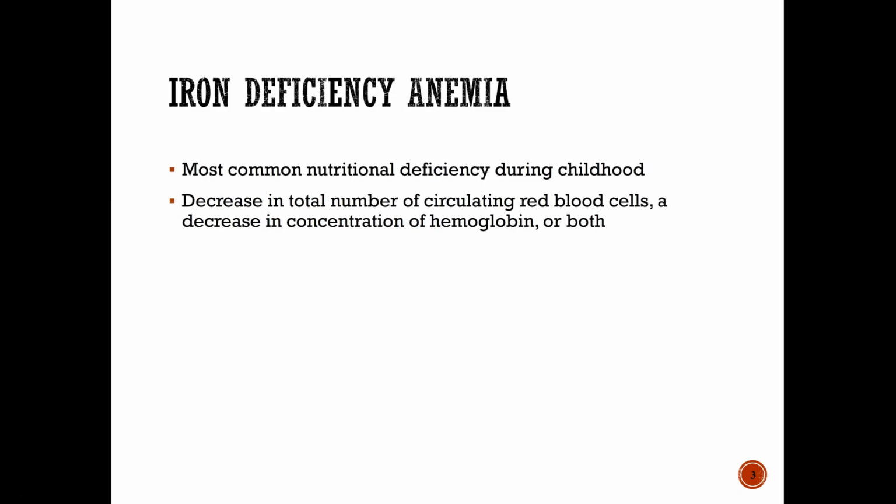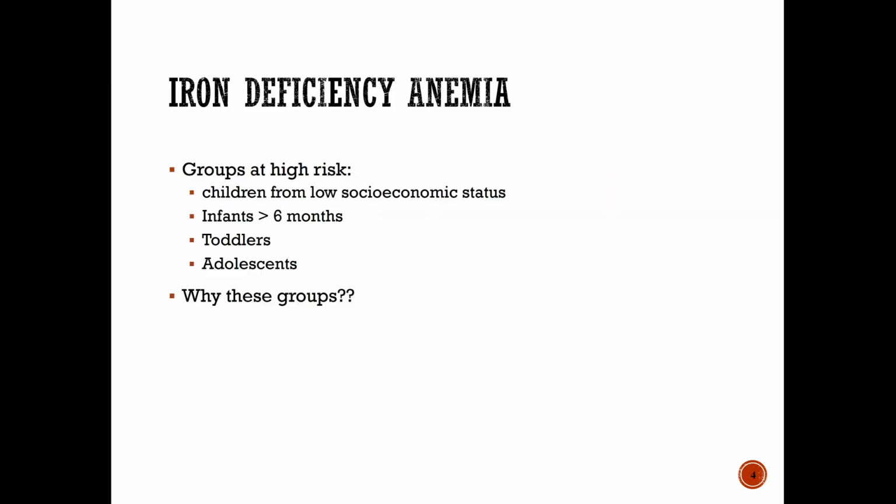Anemia in general is the reduction in the number of red blood cells, the quantity of the hemoglobin, and the volume of packed red blood cells that are available to below normal levels. So iron deficiency is the most common nutritional deficiency during childhood, and it's also the most common type of anemia. It is a decrease in the total number of circulating red blood cells, a decrease in the concentration of the hemoglobin, or both.